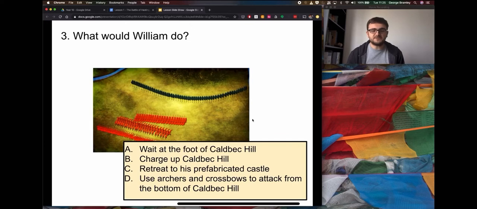Will William of Normandy decide this isn't the right place to fight and retreat to one of his prefabricated castles and safety? Or will William of Normandy use his archers and crossbowmen to attack from the bottom of Caldbeck Hill up to the top where the shield wall is? Please pause the video now and type directly into the document what you think will happen next and why.